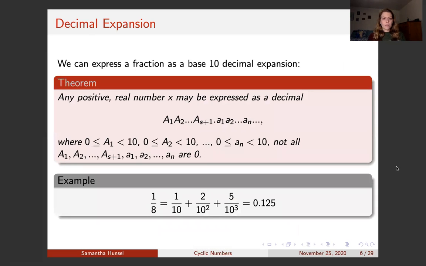For example, 1/8 can be 1 over 10 plus 2 over 10 squared plus 5 over 10 cubed, which is 0.125. And we can actually express 1/8 in a different base, like 60. But for this discussion, we're just going to limit ourselves to base 10 because that is a standard unit for us when we are studying. And so while this theorem gives us that this holds for any real number, we will actually restrict our attention to rational numbers because they both terminate and repeat.